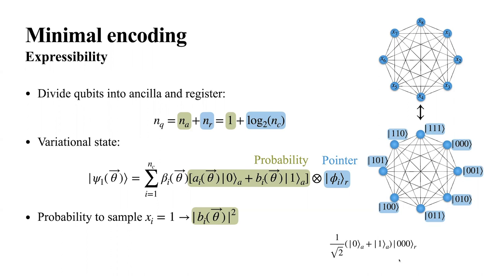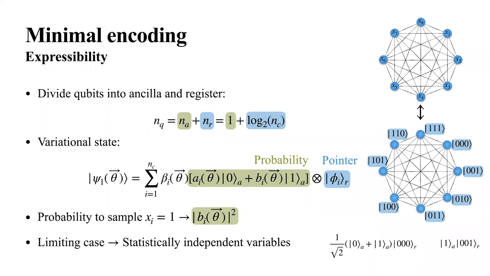So for example, if I have such a term in my Hamiltonian, that would mean that this classical variable has 50% chance to be 0 and 50% chance to be 1. And for example, if I have this term in my quantum state, it means that this variable has 100% chance to be 1. And then I have a linear superposition of all those variables to tell me what is the probability for each. So this is the limiting case. It's a very trivial case where my quantum state can only describe a statistically independent classical variable. So it can only tell me what is the probability for this one to be 0 and 1 independently of the value of the others.